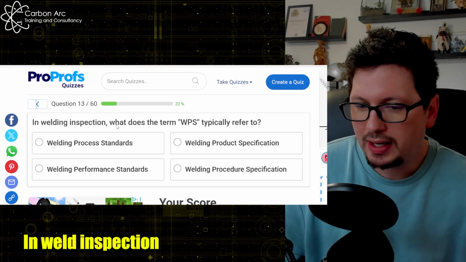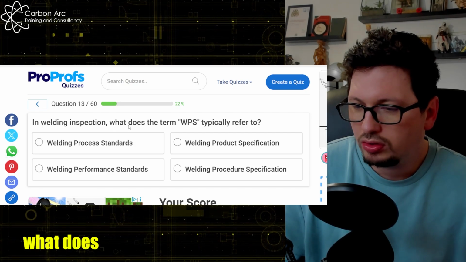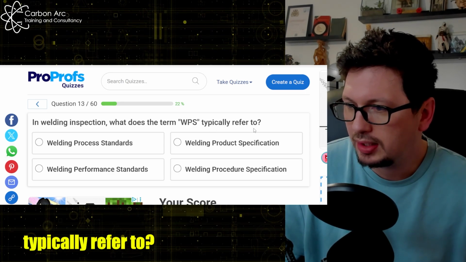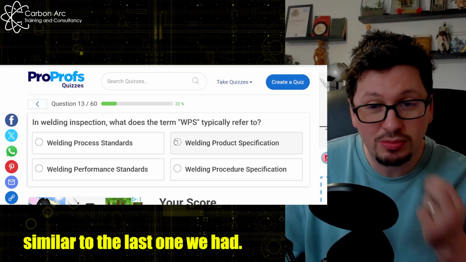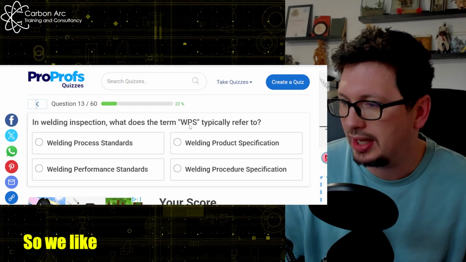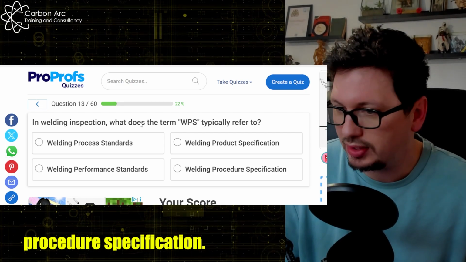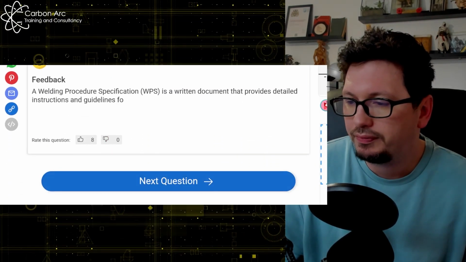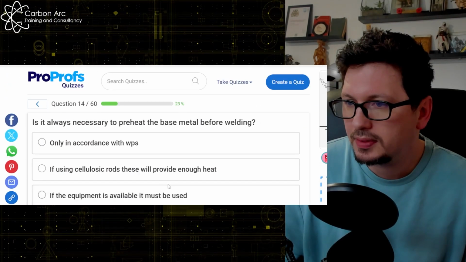In weld inspection, what does the term WPS typically refer to? It's similar to the last one we had, so WPS written in capital letters this time. That's what we like. Welding procedure specifications. So that is this one.